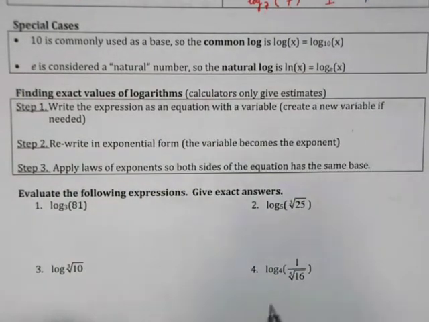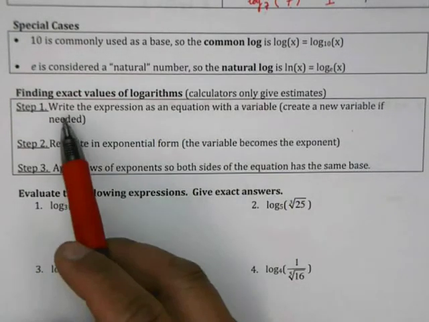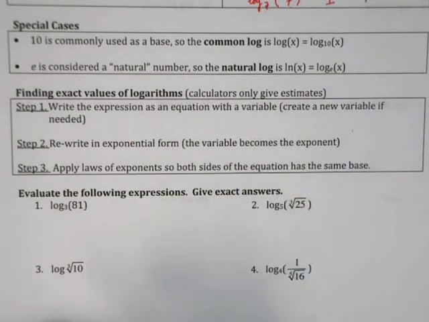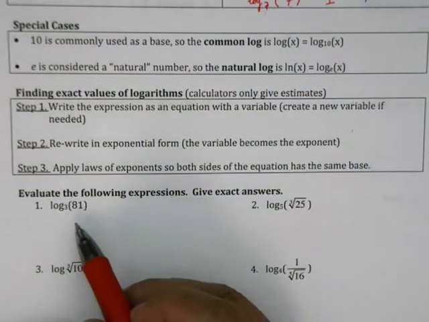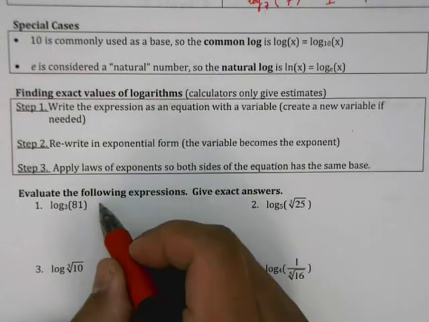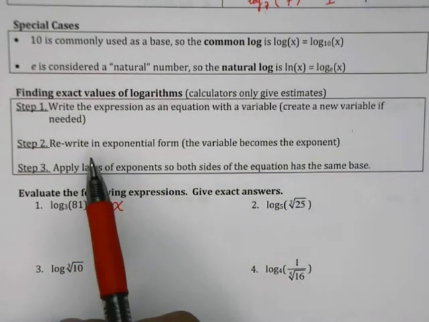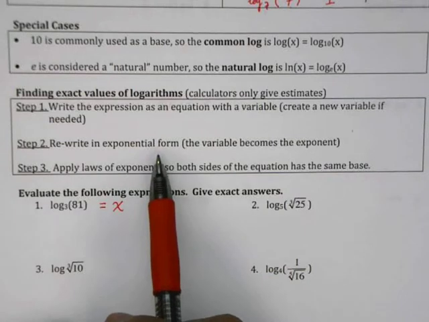So I've written out 3 steps here that are tried and true methods of evaluating a logarithm. Step one: write the expression as an equation with a variable. You create a variable if needed. So here, I don't know what log base 3 of 81 is equal to, so I'll just make this equal to x. And then rewrite in exponential form.